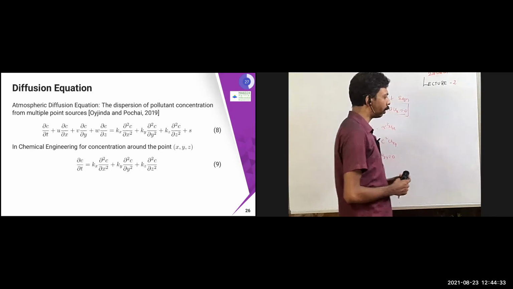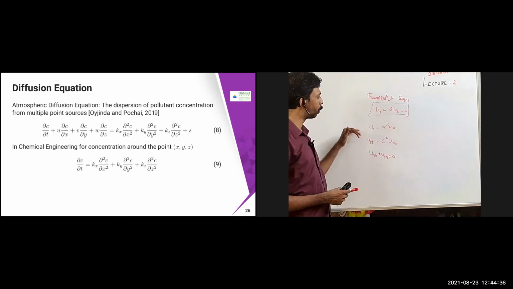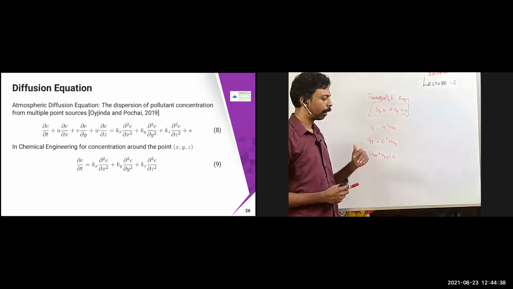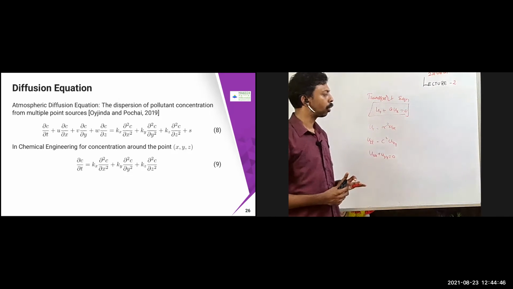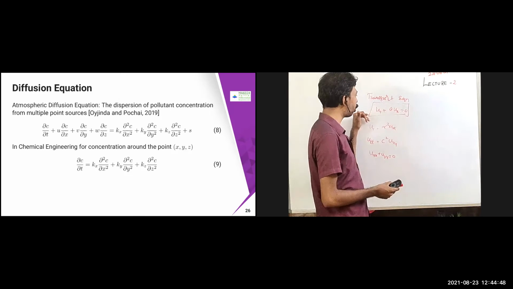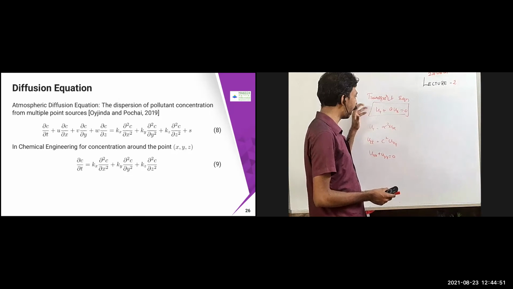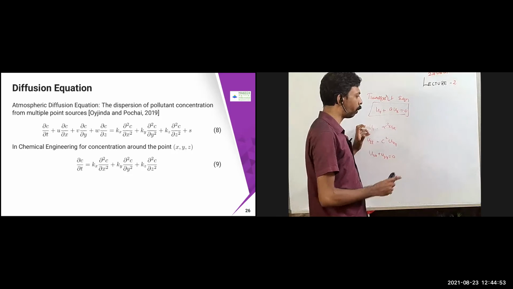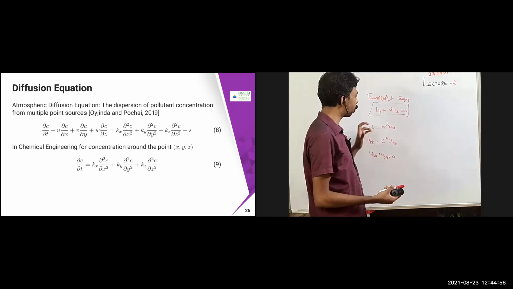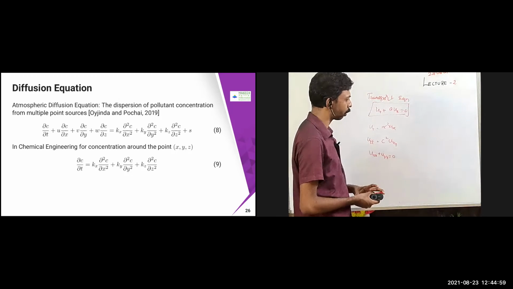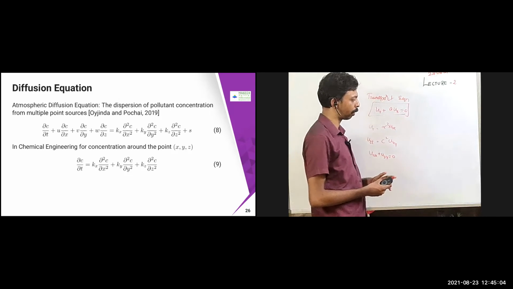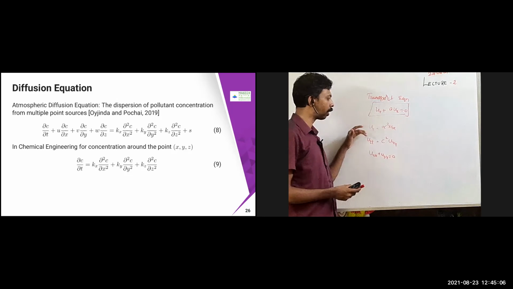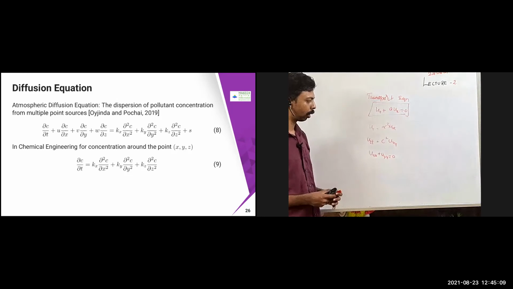Then the diffusion equation. This is also called the diffusion equation, when there is dispersion of a pollutant. I will explain in detail how we get this transport equation or this pollutant equation from multiple sources. So I will derive this equation and explain how to get the pollutant transport. A similar kind of equation you can derive for this one with respect to some more sources. That is called the atmospheric diffusion equation, which is one of the important equations for pollutant transport. That is also from this equation. In chemical engineering, again, concentration around a point is also derived using this equation. Same kind of equation.